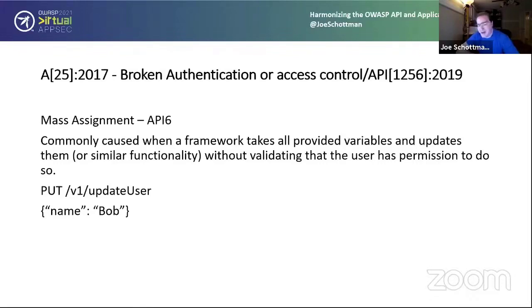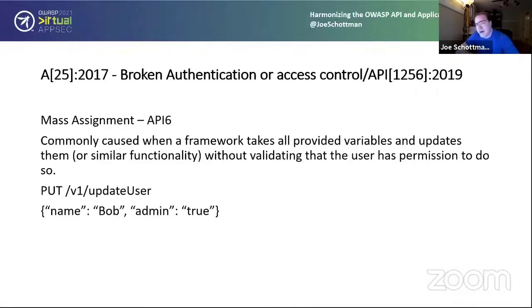So the canonical example is you might have an update function that says, I want to change what the user's name is. Looking at an application with the data flowing back and forth in your interception proxy, you can see that there's a PUT request here, and it's update user, which is pretty obvious. And you can guess the name equals Bob.